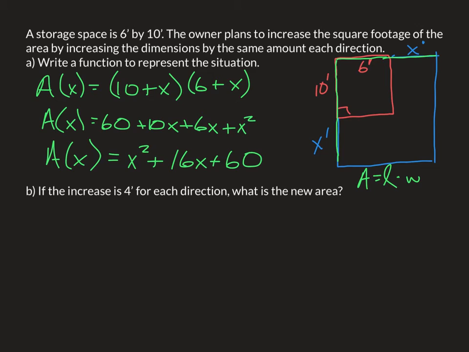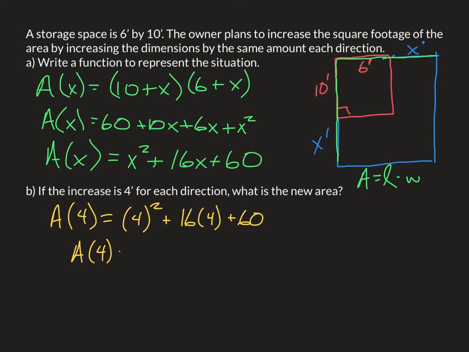Now, the last question here then is, if the increase is 4 feet for each direction, what is the new area? Well, what this tells me is that my x value is 4. So to answer this question, we just do A of 4, and then we just put 4 in for all of our x's. So 4 squared plus 16 times 4 plus 60.